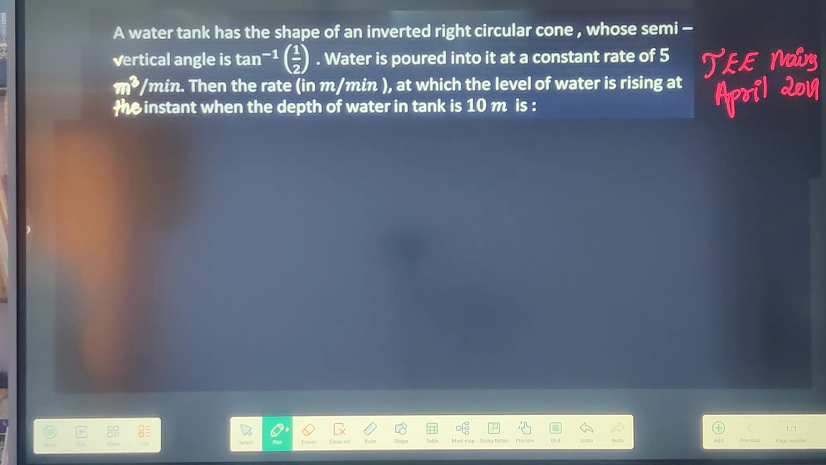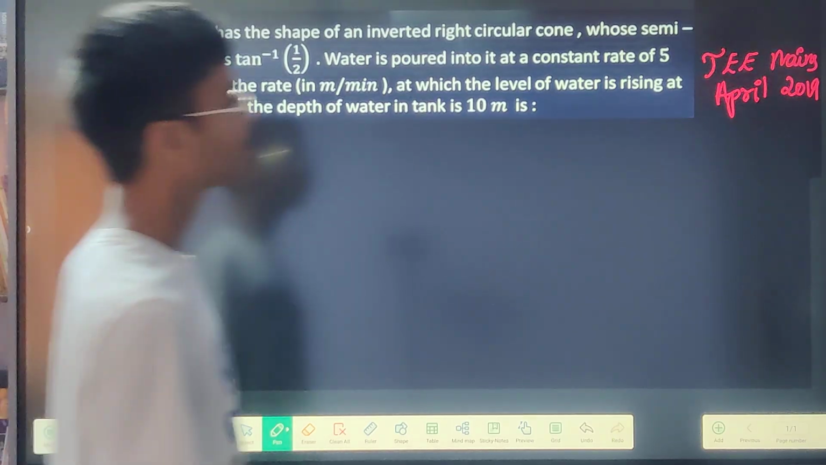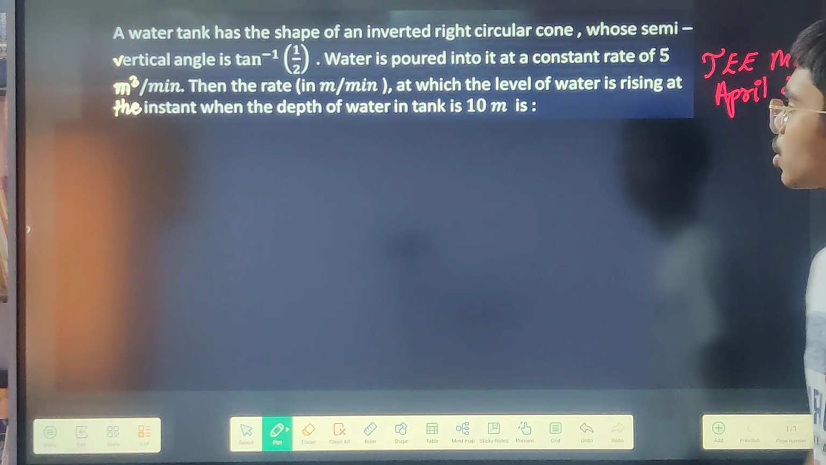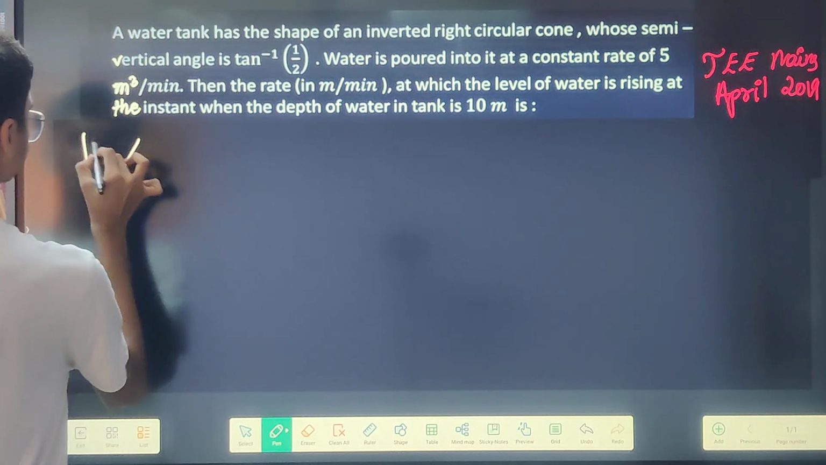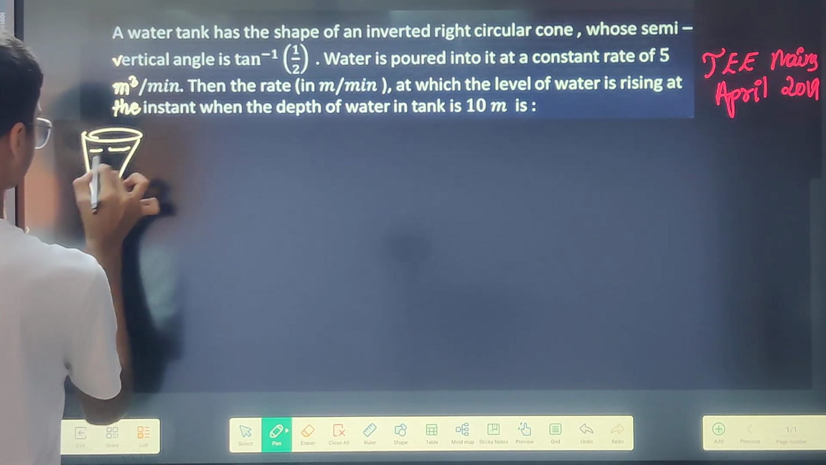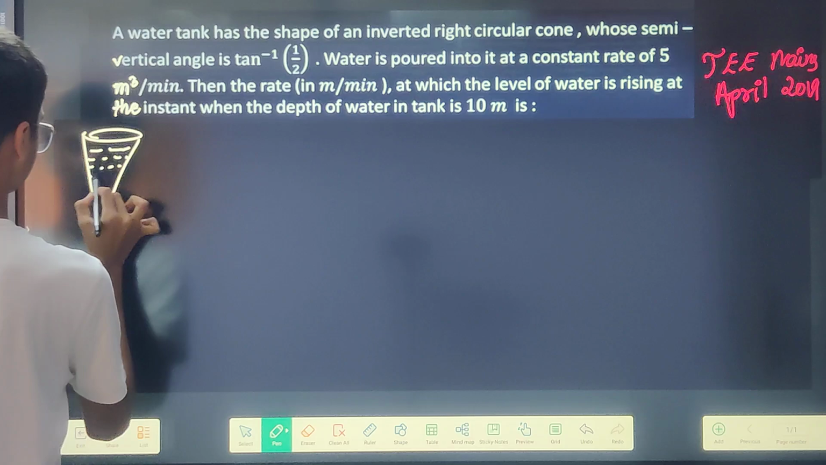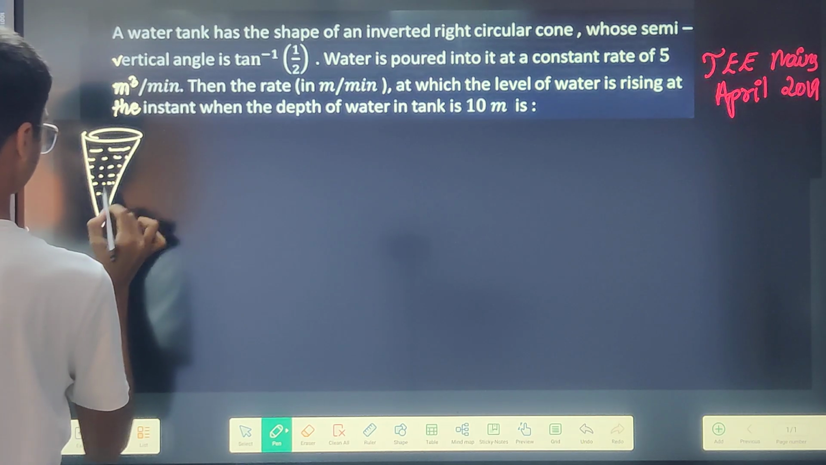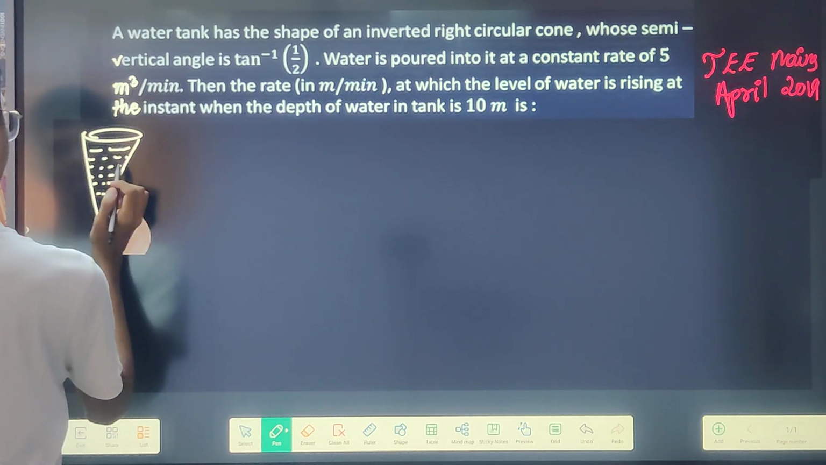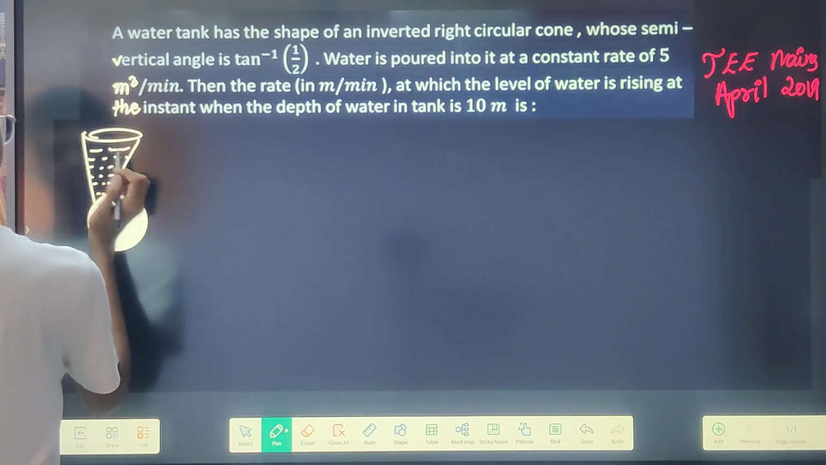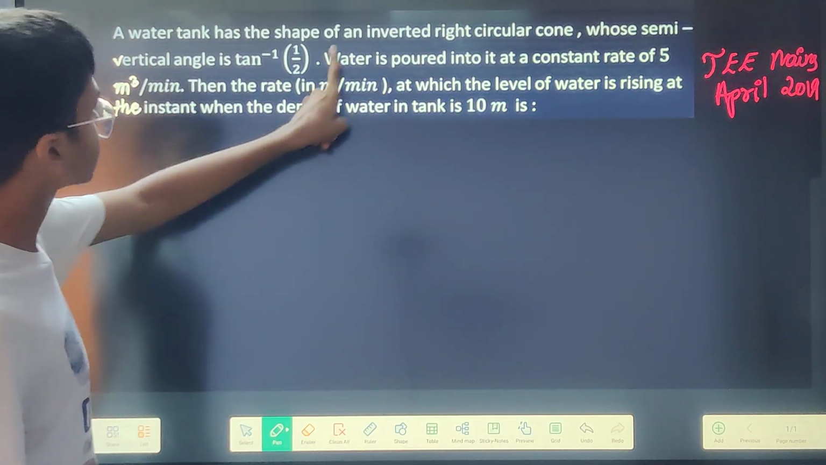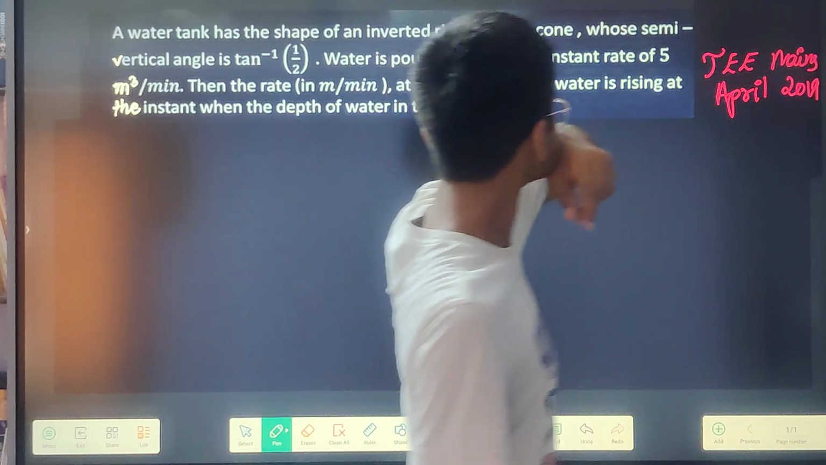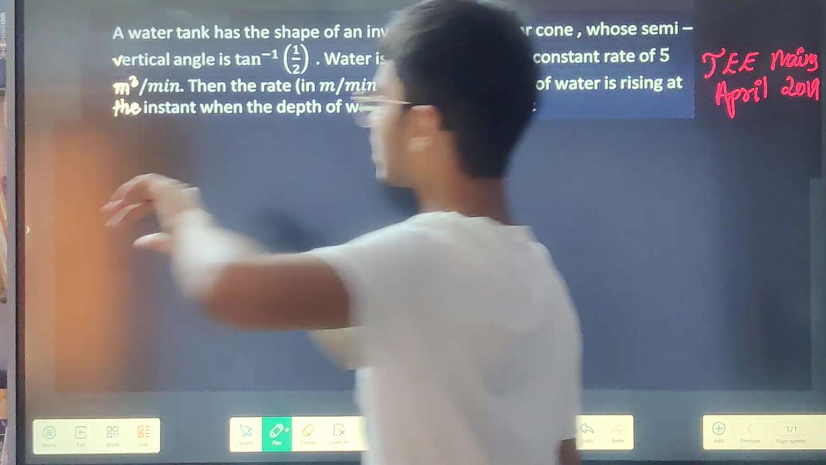So this is a question that was asked in April 2019 JEE Mains. The question is that there is a water tank, a cone shaped water tank. A water tank has the shape of an inverted right circular cone.